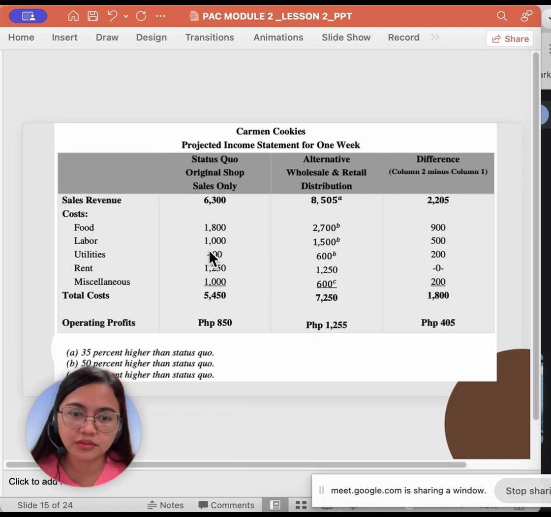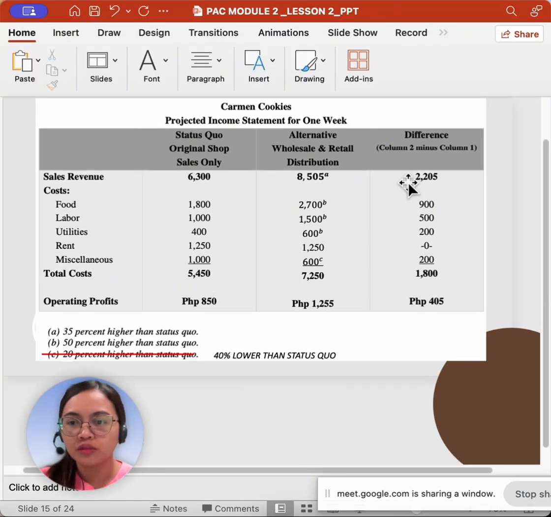And for the cost of food, first the cost of food, labor, utilities, rent, and miscellaneous. So the total cost for the status quo would be 5,450. Add up their costs here: from 1,800 plus 1,000 plus 400 plus 1,250 plus 1,000, that will be 5,450.